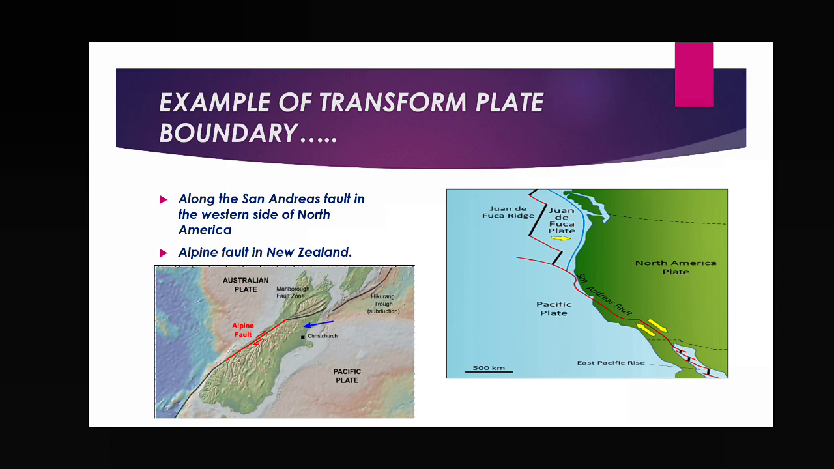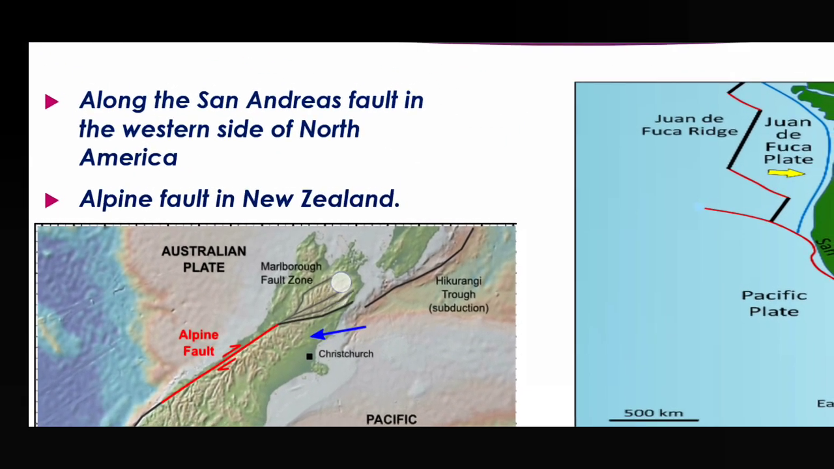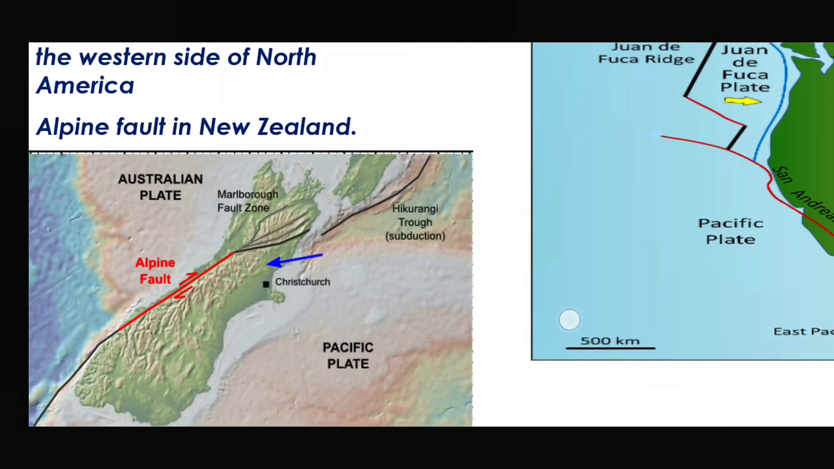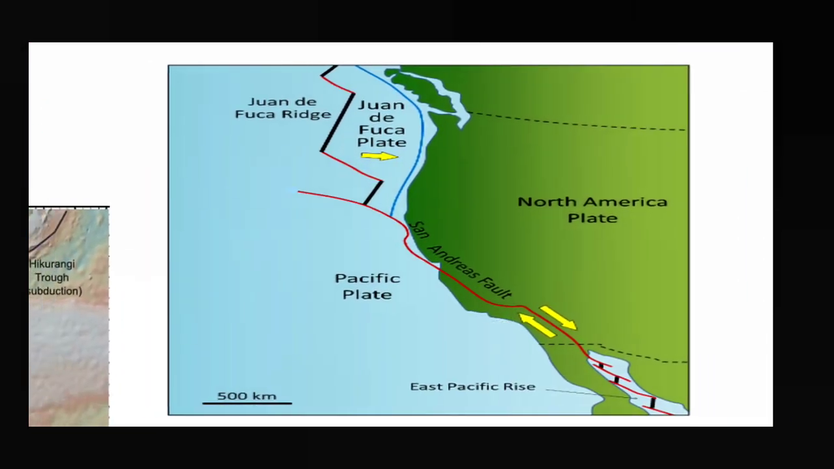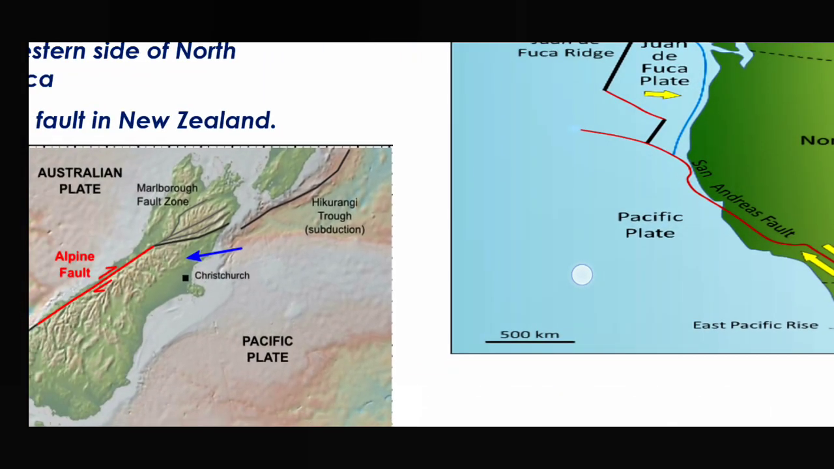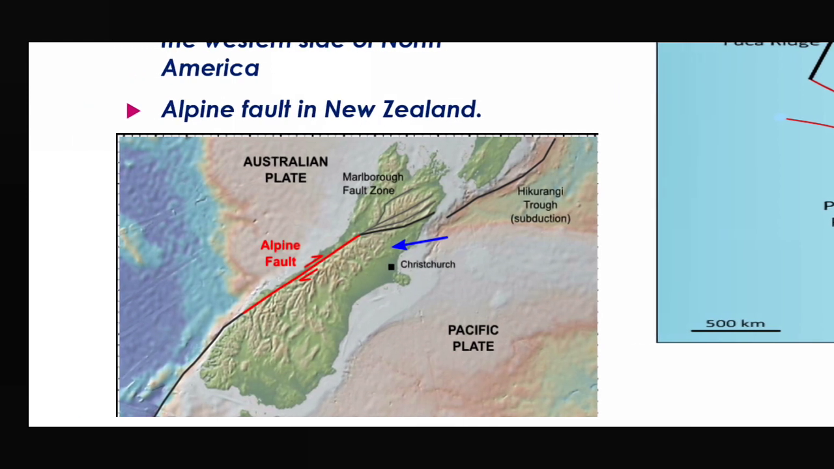Next, for examples of transform plate boundary, there are two prominent examples. One is the San Andreas fault on the western side of North America. Here you can see in this diagram the San Andreas fault: this is the North American plate, and here is the Pacific plate. Take a look at the yellow arrows, both are moving side by side. Clear? That is called the transform plate movement.